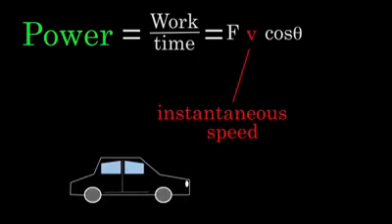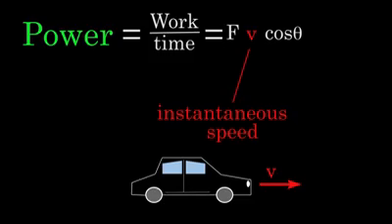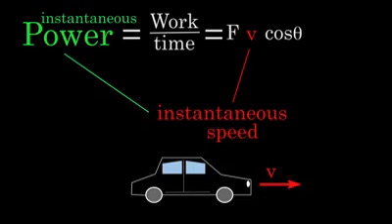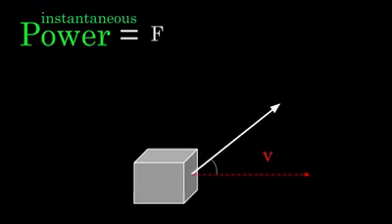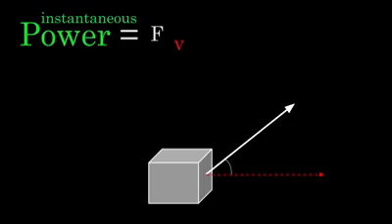And if you plug in the instantaneous speed of the car at a given moment in time, you'll be finding the instantaneous power output by the force on the car at that particular moment in time. So to find the instantaneous power output by a force, plug in the force on the object at a particular moment in time, multiply by the speed of the object at that same moment in time, then multiply by cosine theta, but be careful here, theta isn't any old angle, it's the angle between the force on the object and the velocity of the object.